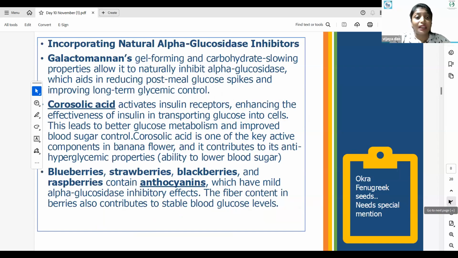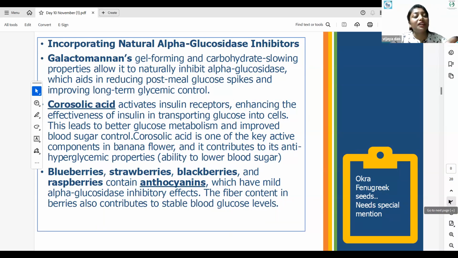Like we're aware of galactomannan, which is of course a gel-forming carbohydrate, but it can bind to the alpha glucosidase enzyme, which is responsible for the digestion of starch. So a dietary intake of galactomannan can surely reduce the glucose release and glucose spike in the body. Corosolic acid is again a very important and newly known acid, which is mostly found in banana leaves, but is also present in banana flour. And that also shows this type of activity.